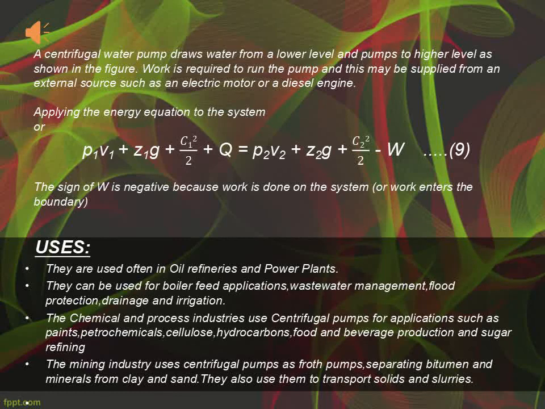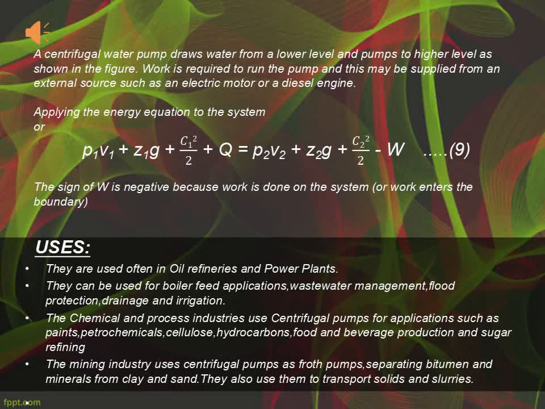Here in this case, heat transferred, that is Q, is equal to 0, and change in internal energy, that is delta U, is also equal to 0, as there is no change in temperature of water. V1 is equal to V2 is equal to V. So applying the energy equation to the system, we obtain equation number 9. The sign of W is negative because work is done on the system, or we can say work enters the boundary. Coming to the uses of it, they are used often in oil refineries and power plants.